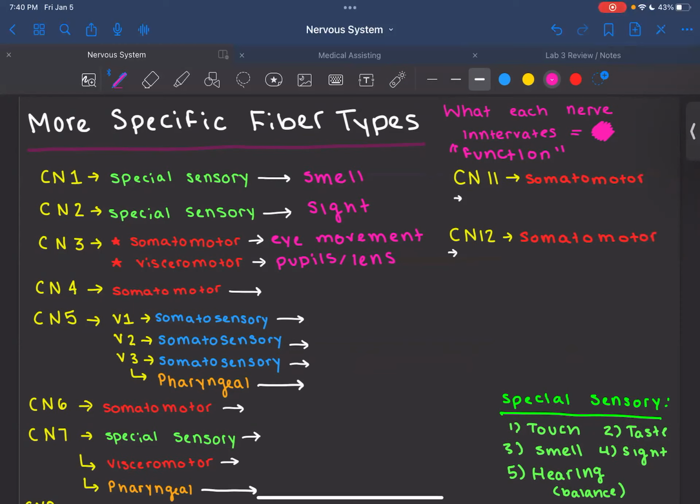So let's continue to cranial nerve 4, which is the trochlear nerve. So we have only somatomotor innervation here. So that is also going to be eye movement. Moving on to the trigeminal nerve. So as you can see, V1 through V3 all have somatosensory, and all of these are going to be touch.